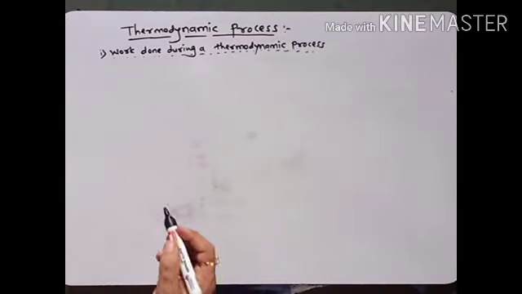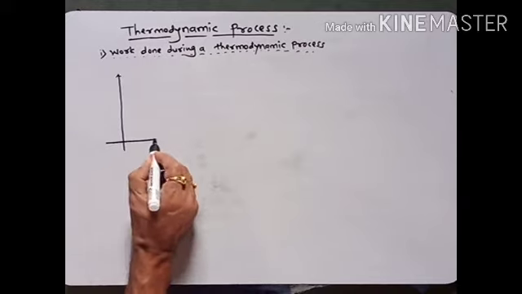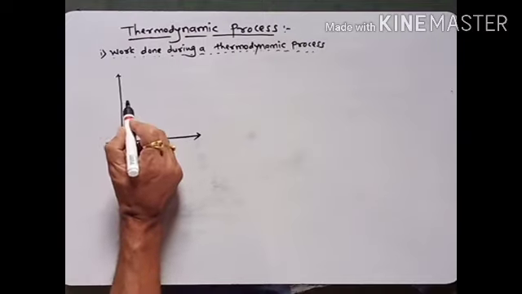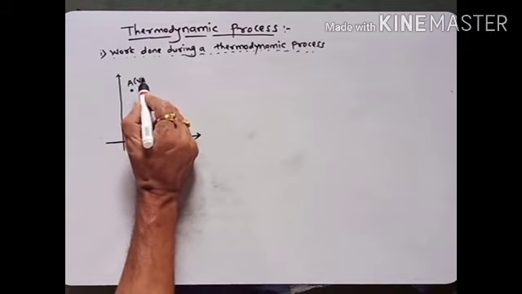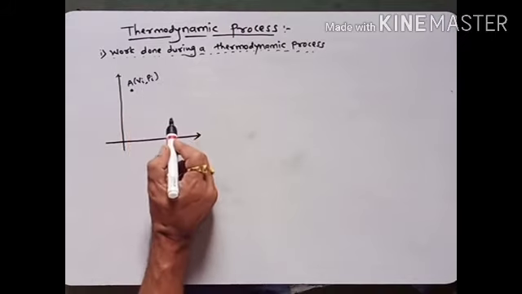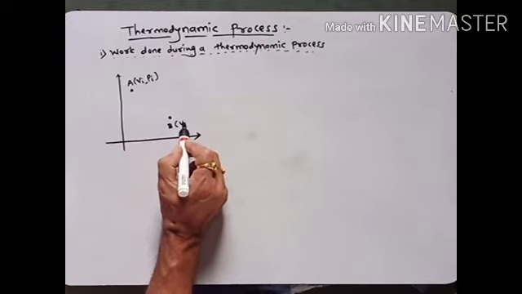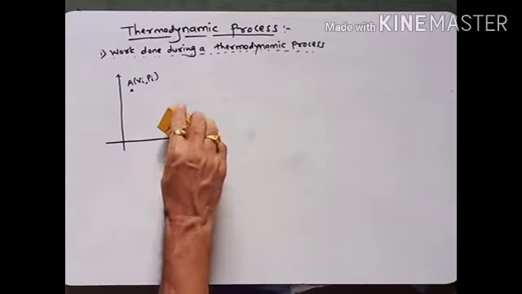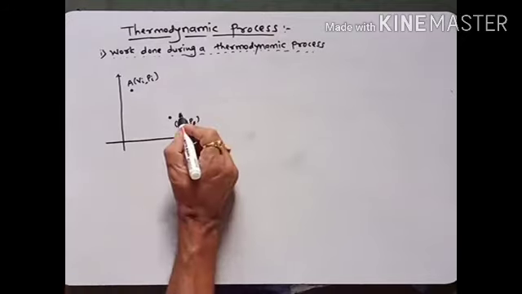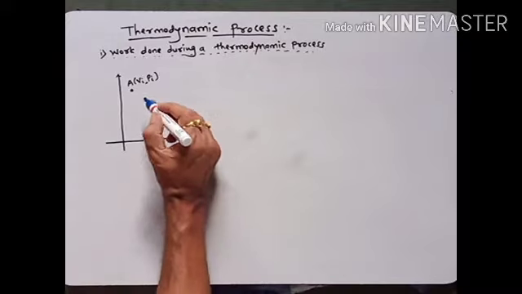Here we consider, suppose this is the PV diagram. Suppose state A has volume Vi, pressure Pi, and we consider state B having volume Vf, pressure Pf. State B, we'll write here state B. Now here we consider there is a change of state from A to B.